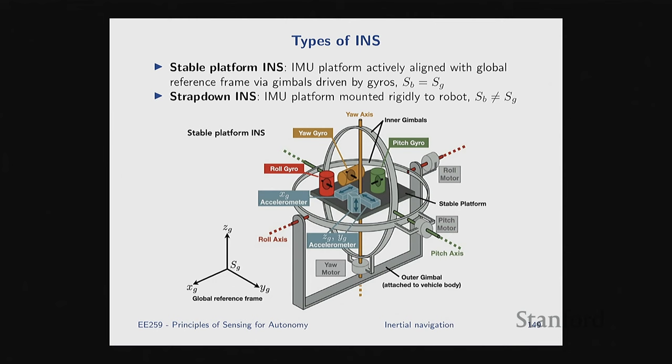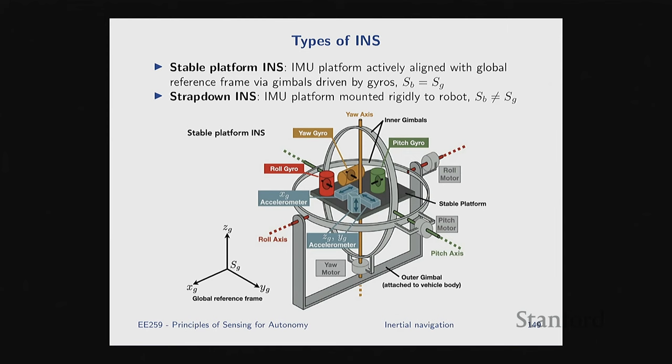By correcting for the orientation of the device and always aligning it with an external reference frame, you eliminate the problem of having two different reference frames, because you always actively align your sensor to the external reference. So your S sub B, which is your body reference coordinates, is always equal to the global reference coordinates, right?